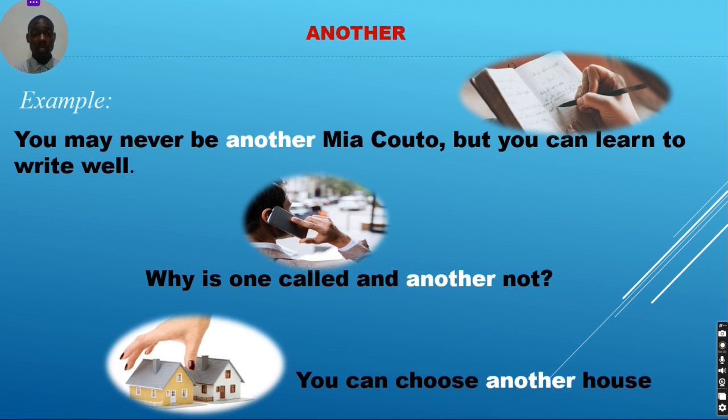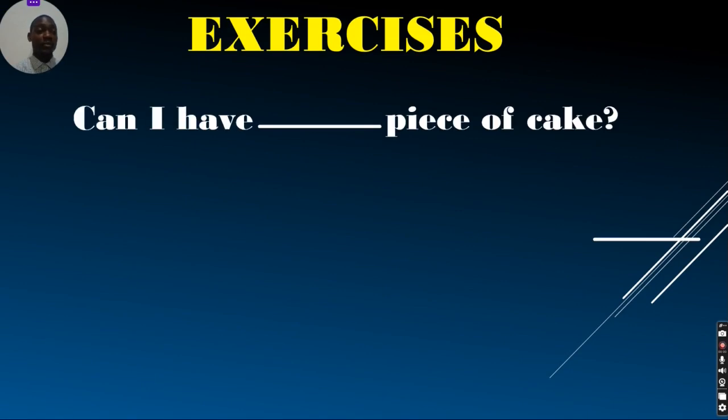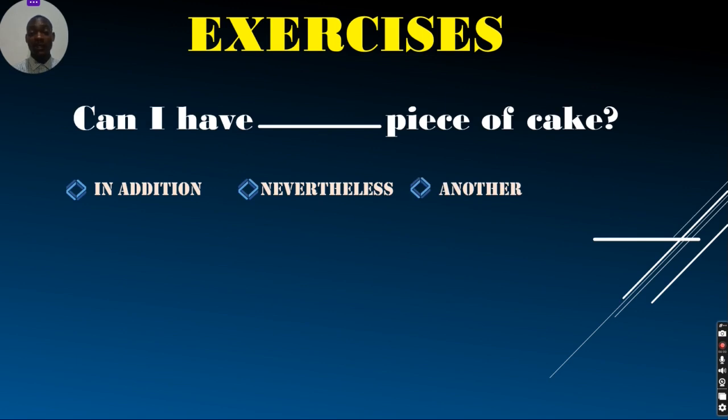Fine. Then we have here exercise, okay? Our exercise. We have here, can I have piece of cake? Do you understand what does it mean? Can I have piece of cake? Fine. So you can use in addition, okay, nevertheless, or another, okay. What is correct? Can I have in addition piece of cake? Can I have nevertheless piece of cake? Can I have another piece of cake? So it's up to you, okay? Qual é a resposta correta?